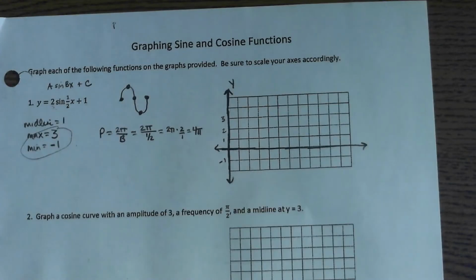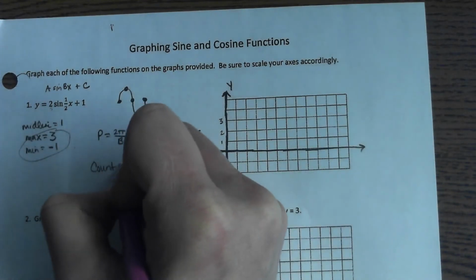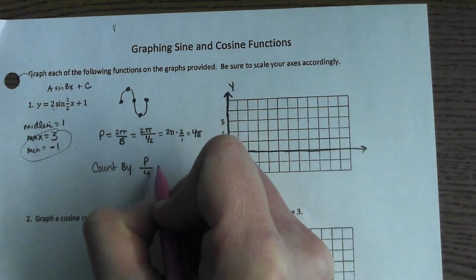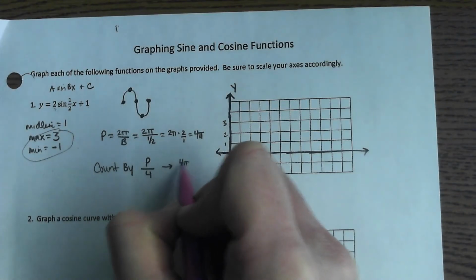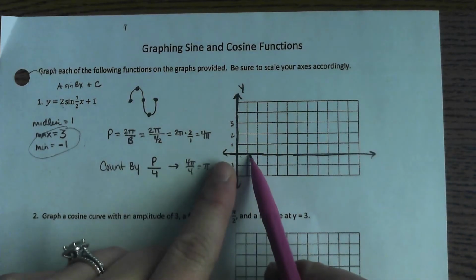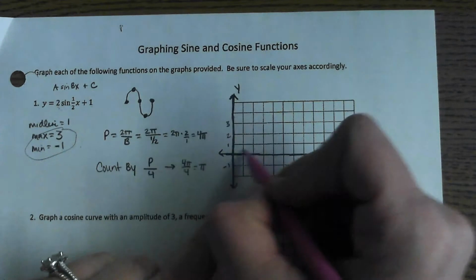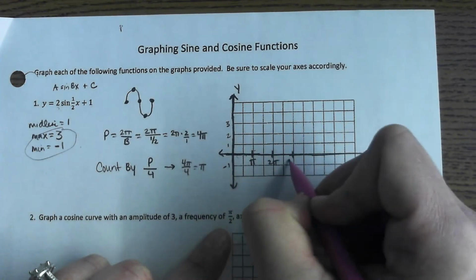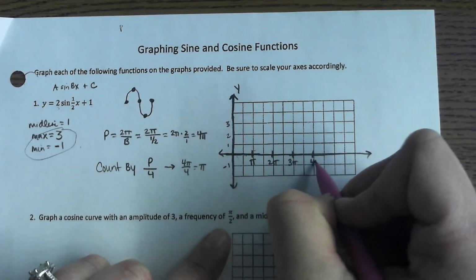So here's what I was saying. When it comes to scaling, take your period and divide it into 4 parts. What is 4 pi divided by 4? Just pi. That's what you should count by. So count by your period divided into 4 parts. And in this case, that would be 4 pi divided by 4 parts, and that would be pi. So I don't have to count every unit by pi. Maybe I do every 2 units. So I call this pi. That'd be 1 pi. This would be 2 pi. This would be 3 pi. And this would be 4 pi.